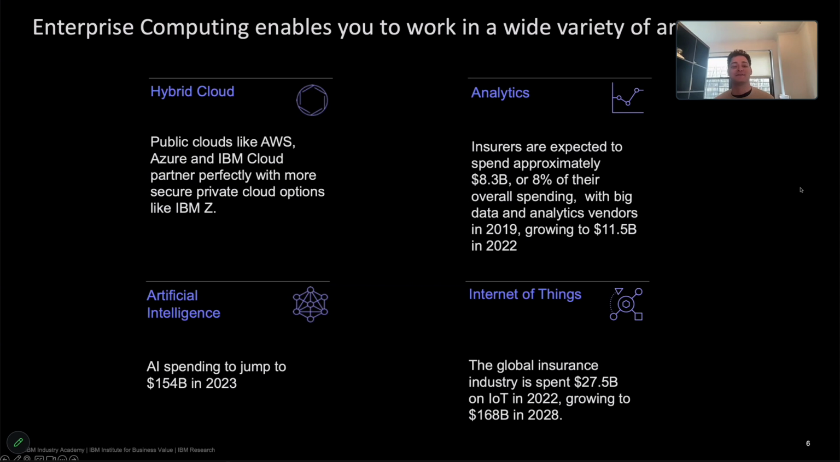So moving on to some of the other areas that you can work on in a mainframe career. Analytics and AI, these are two industries that are powered by data. As I mentioned, we're going to dive into AI on the mainframe in a few slides here. But AI is all about data. You have to have good data, you have to have a lot of data, and you have to know how to mold that data.